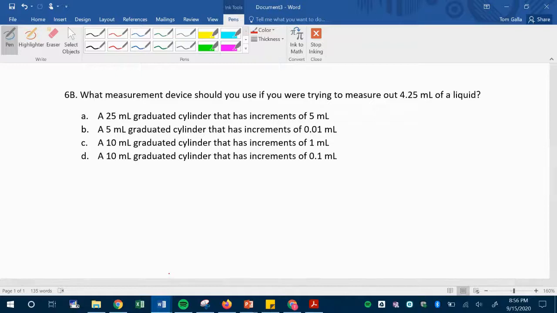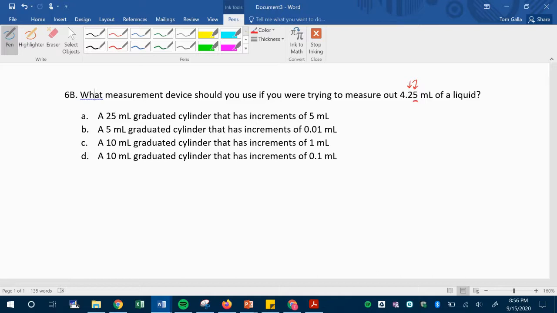So let's talk about 6B. And this question, it says, what measurement device should you use if you're trying to measure out 4.25 milliliters of a liquid? Now, here, the key is the fact that we're going to the hundredths place, which means that we know the tenths and we're estimating the next spot over. So we need a set of increments that are confident through the tenths place and are estimating the hundredths place.